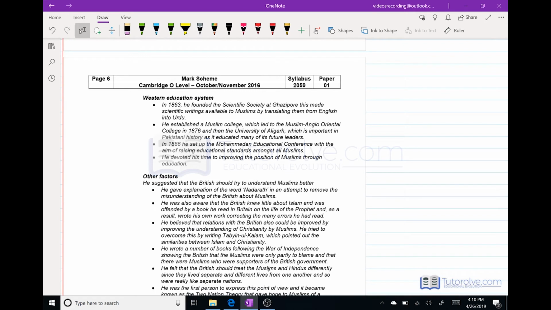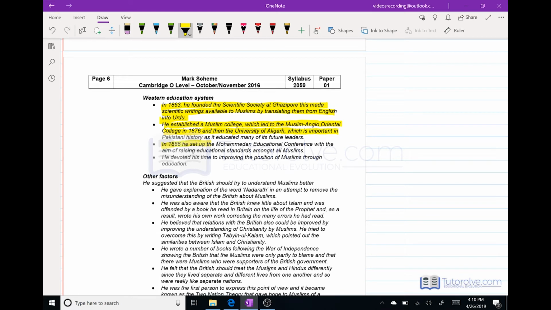Now, as far as Western education is concerned, in 1863 he founded the Scientific Society at Ghazipur, and the writings were made available and translated from English into Urdu since a lot of Muslims did not know English at that time. He established a Muslim college which led to the Muslim Anglo Oriental College in 1876 and then the University of Aligarh, which was the important element in educating the people.